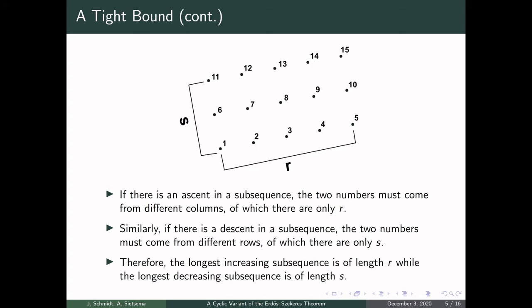Now, we can see that this particular permutation has no decreasing subsequence of length 4 or increasing subsequence of length 6, because if there is an ascent in a subsequence, then the two numbers must come from different columns, and there are only r columns. Similarly, if there's a descent, the two numbers in the descent must come from different rows, and there are only s of those. Therefore, the longest increasing subsequence can only be of length r, while the longest decreasing subsequence can only be of length s.